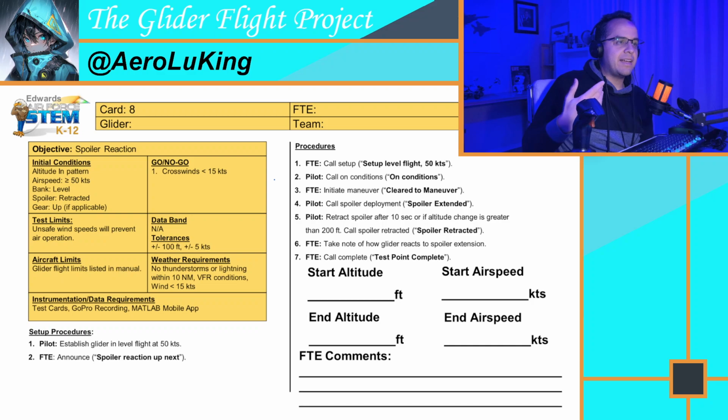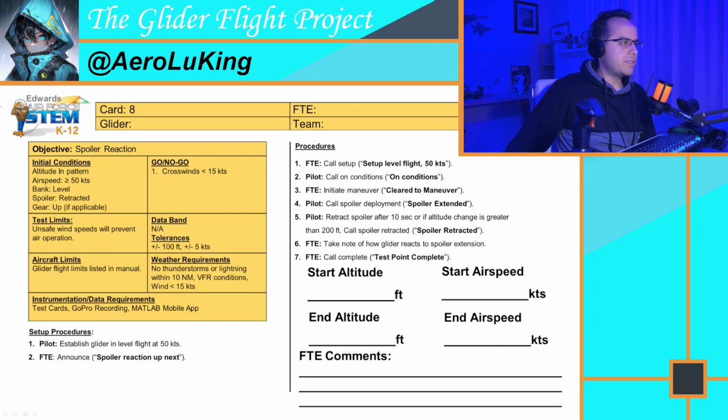what is my end altitude and end speed after about 10 seconds or whatever happens first, either the 10 seconds time or the 200 feet in altitude change. And again, how did that feel as you in the passenger seat as they were putting out the spoilers and then retracting them? So just write that information down.